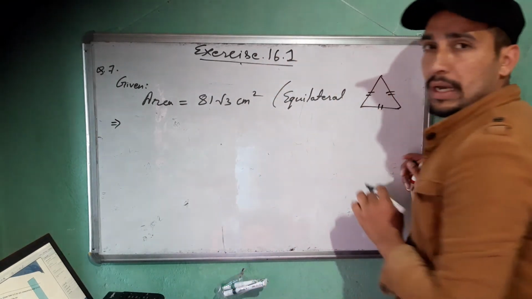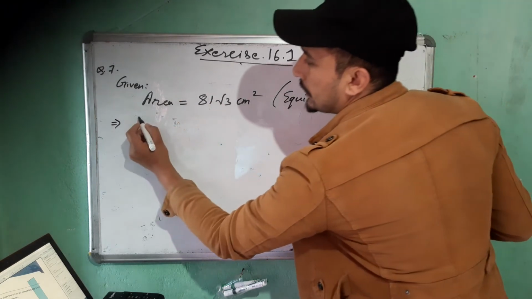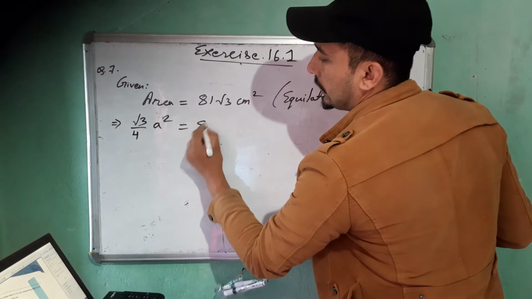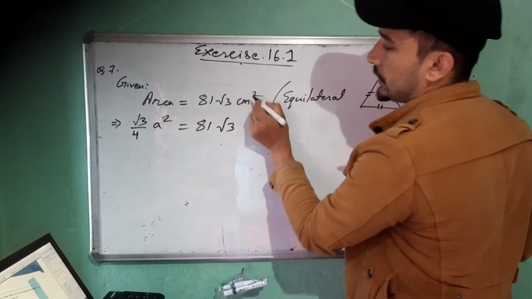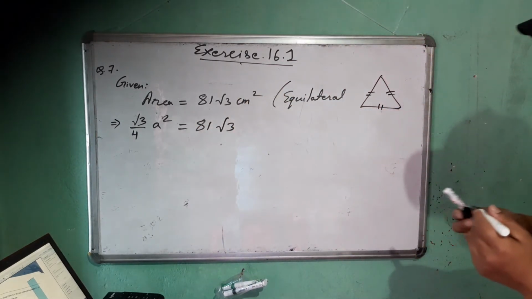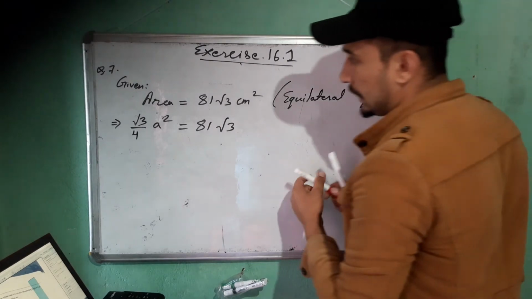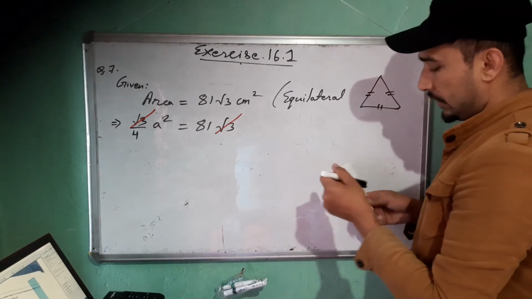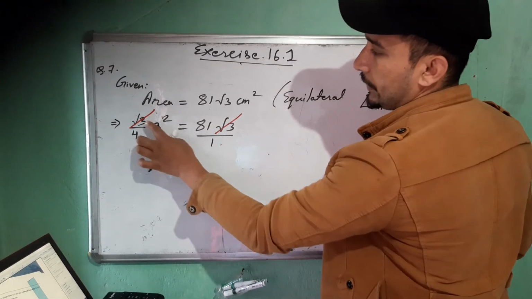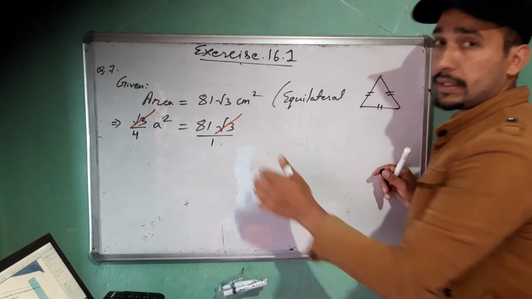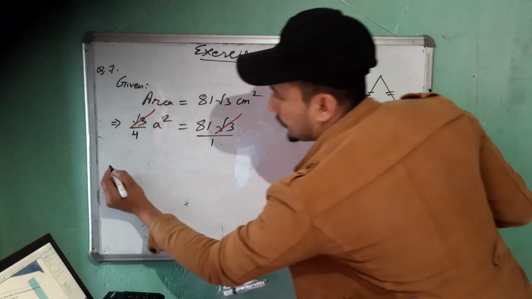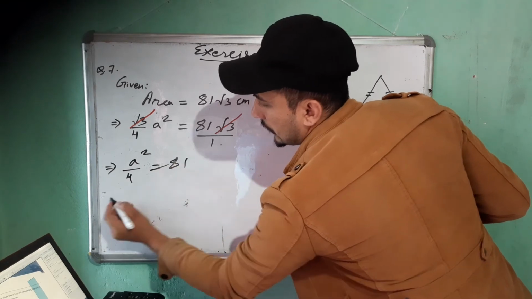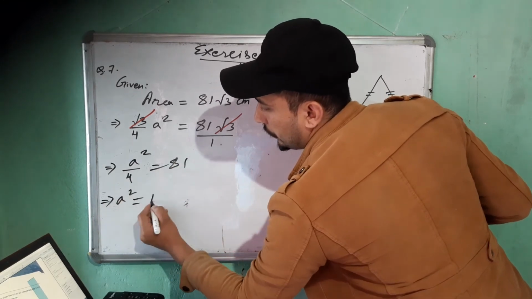So you put the formula of area. Area is root 3 by 4 A square is equal to 81 root 3. Let's not write the unit right now, okay? From here, root 3 and root 3 get cancelled. Numerator, below this you have 1. Numerator and numerator from the left-hand side and right-hand side you can directly cancel. A square by 4 is equal to 81. So A square will be equal to 4 into 81.